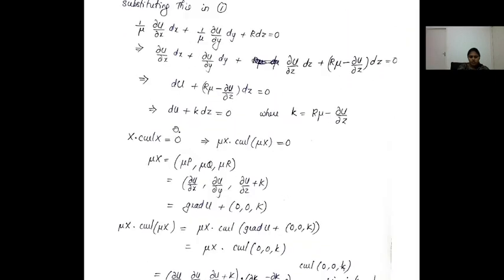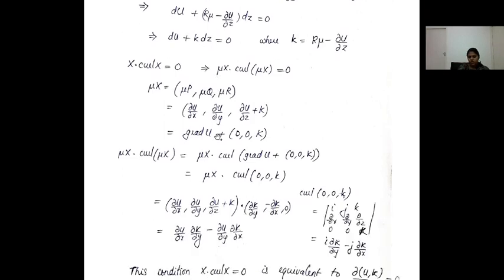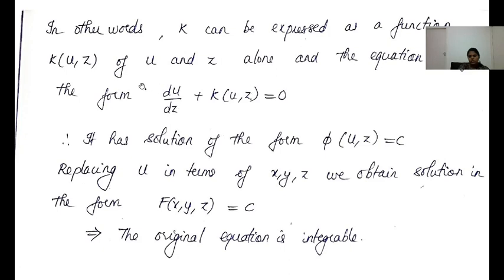Now previously we have got here du plus k dz equal to 0. So du plus k dz equal to 0 can be expressed as the equation du/dz plus k equal to 0. So what you are getting is du/dz plus k(u,z) equal to 0, which is a first order ordinary differential equation. So the solution exists and the solution will be of the form some φ(u,z) equal to c.